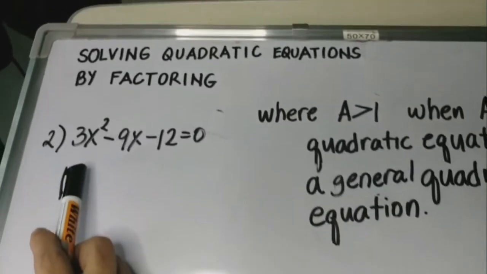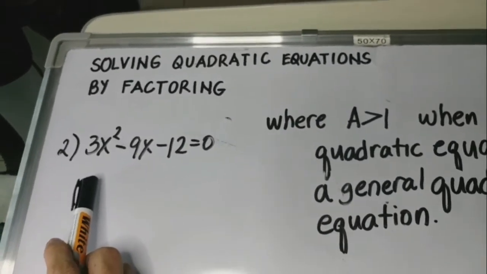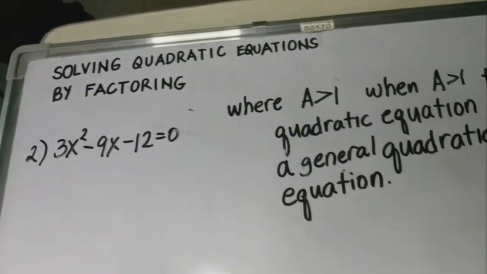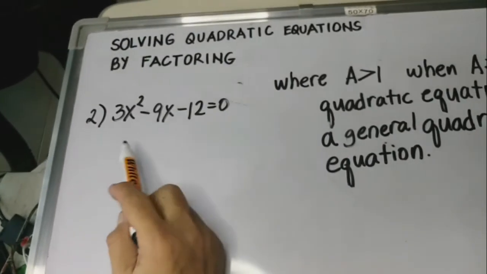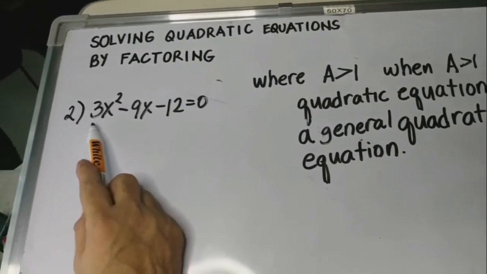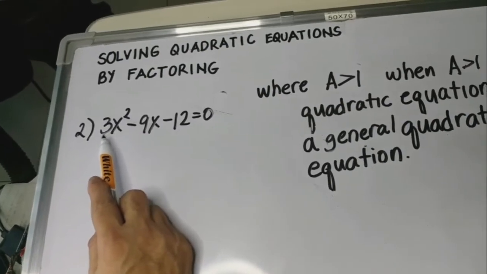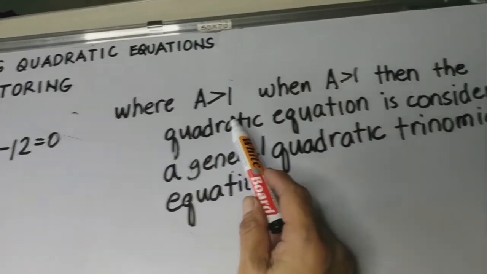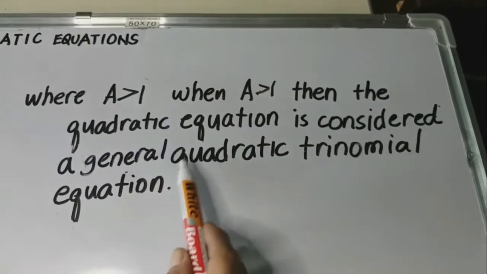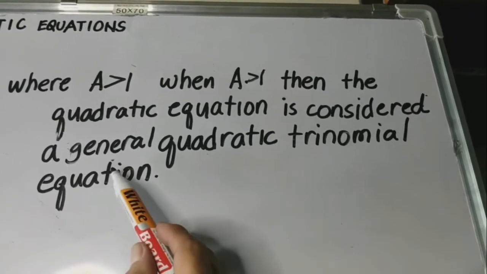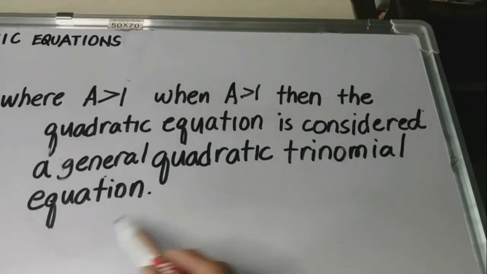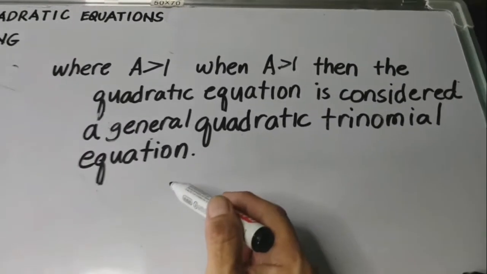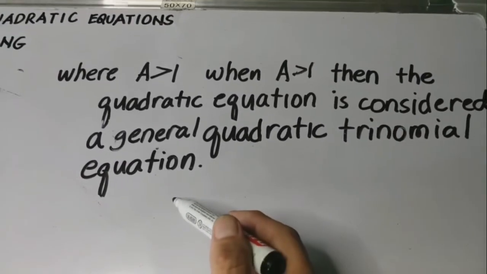Another equation in solving quadratic equation by factoring. 3x squared minus 9x minus 12 equals 0. The first term here is 3x squared, wherein a is 3. A is greater than 1. When a is greater than 1, then the quadratic equation is considered a general quadratic trinomial equation. Once it is a general quadratic trinomial equation, this is more of a trial and error.